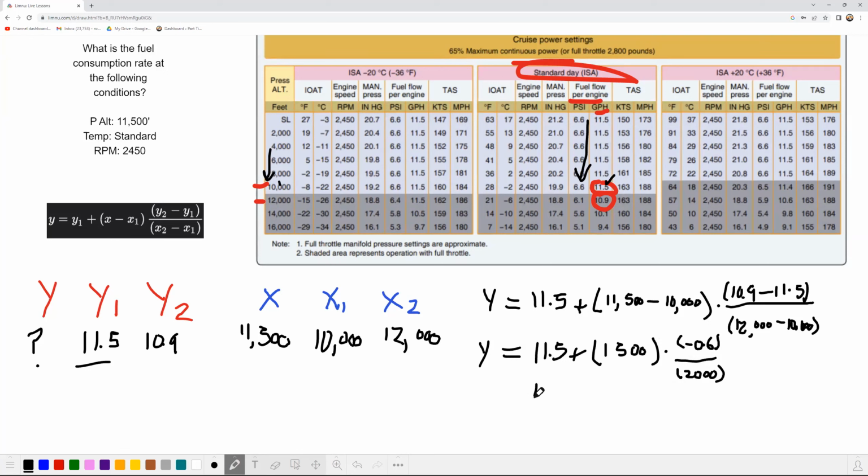So this now becomes 11.5... Oh, come on, mouse. I need like a pen, one of those pen pads. Oops, sorry. We just did that. So we did 1,500 times negative 0.6, so that's minus 900 over 2,000.